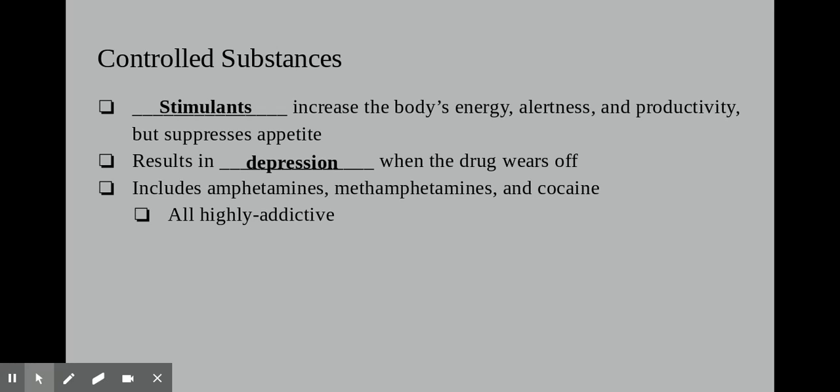Coffee has a lot of caffeine, and some people require that more than others all the time. But it certainly ups your energy, alertness, and productivity. It suppresses your appetite. So if you're not feeling very hungry, maybe it's because you had some caffeine or some type of stimulant.